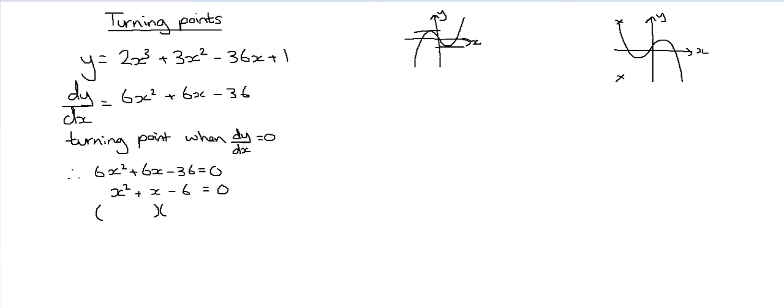Okay, so there's nothing common to each term. Just like to point out, it could be one bracket if there's something common. x squared, factors of 6, 3 and 2, that make the 1. So it's plus 3, take away 2. We can say x plus 3 is equal to 0, and x minus 2 is equal to 0. Therefore, x is 2 and x is negative 3.